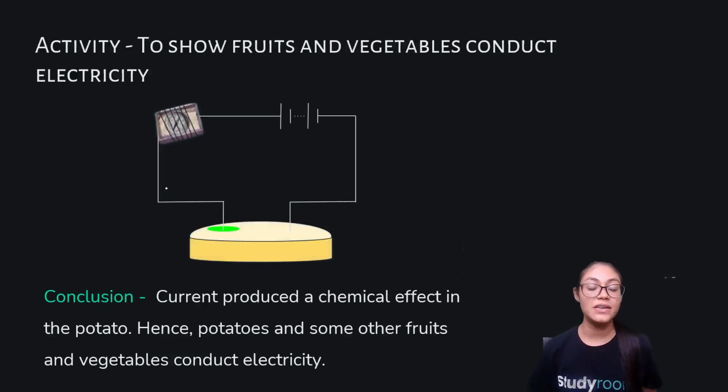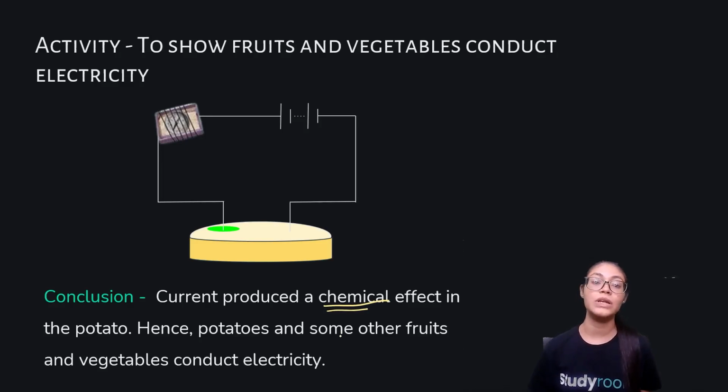Now, let's have a look at this activity to show that fruits and vegetables conduct electricity. Here you take a potato and cut it in half. Now pass the copper rod of the tester through the potato and leave it for about half an hour. What you will observe is that current has produced a chemical effect in the potato. Hence, potatoes and some other fruits and vegetables conduct electricity. We can say that.